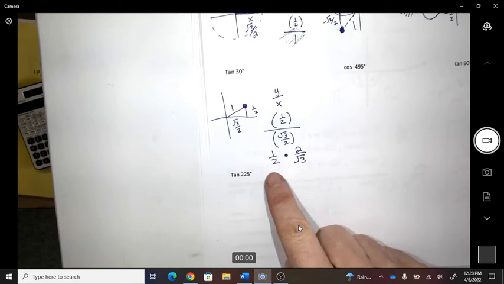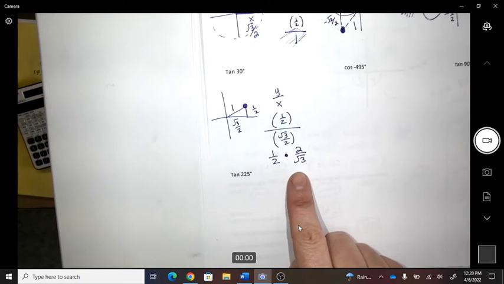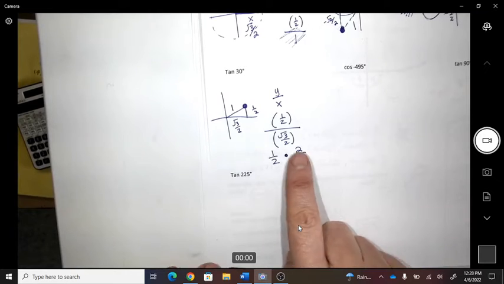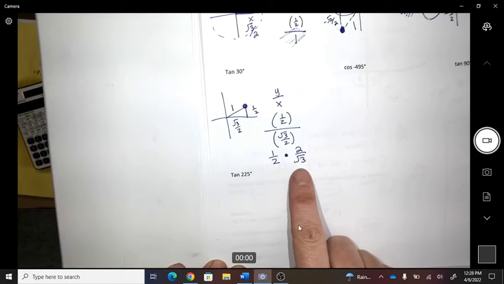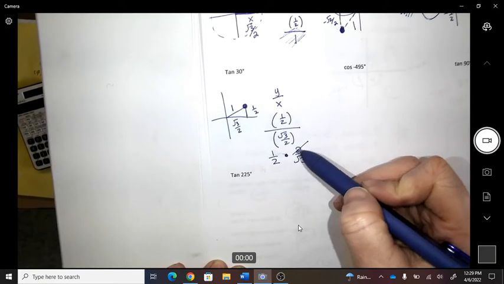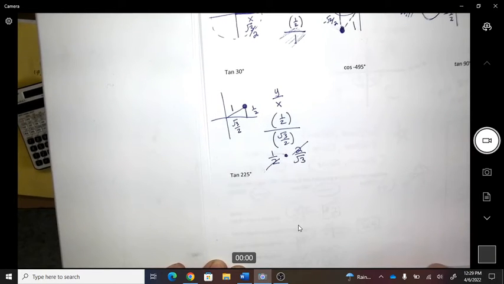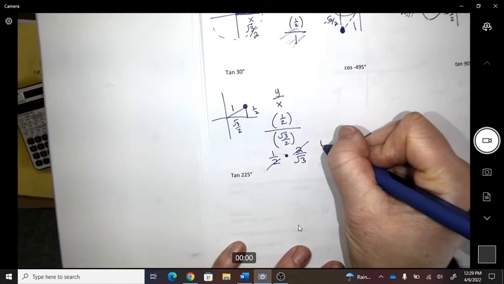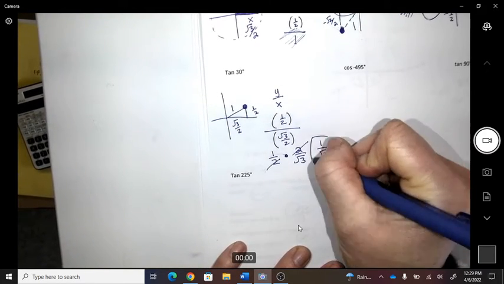Okay, does anybody see something that might happen to make life easier here? There's a 2 on the top and the bottom. Does that make sense in math? You can cancel them. So 1 over root 3.